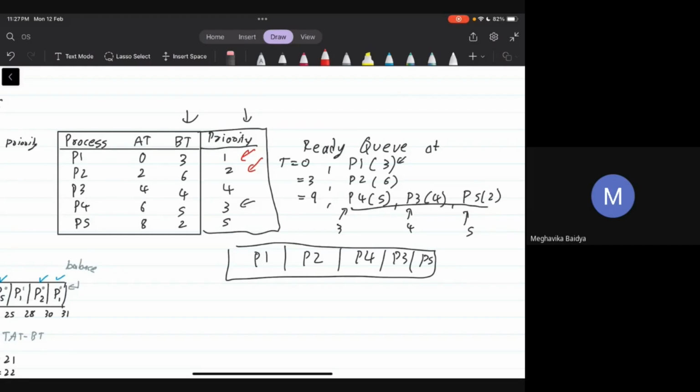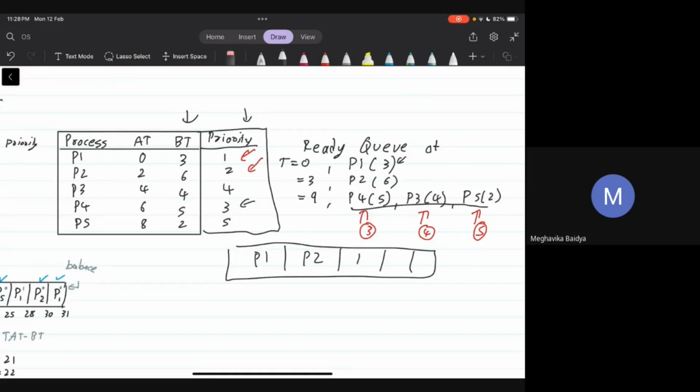And after that, if you see in the last one only, you are getting P4, P3, and P5. So here now you will execute P5 first, then P3, then P4, because this has priority 5, this is 4, this is 3. Okay, so your Gantt chart will initially become.